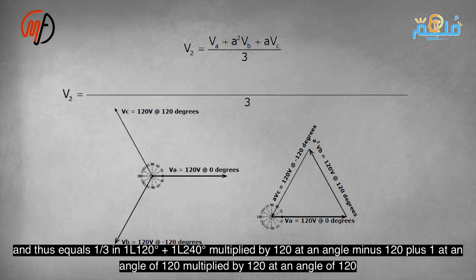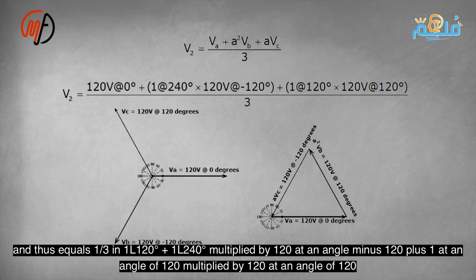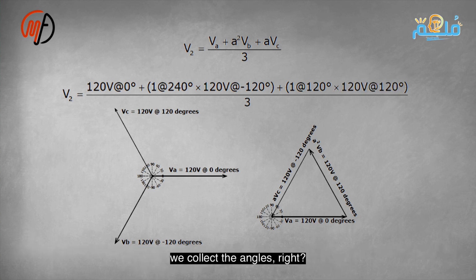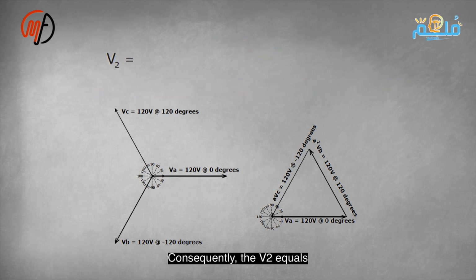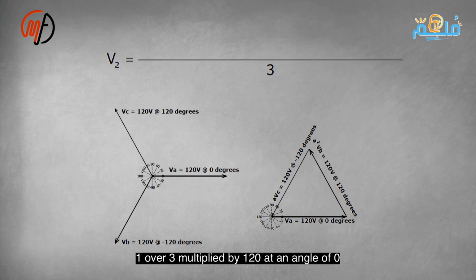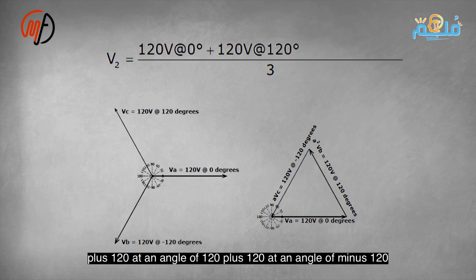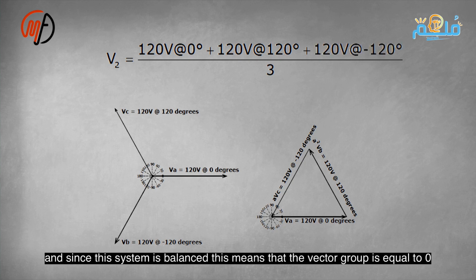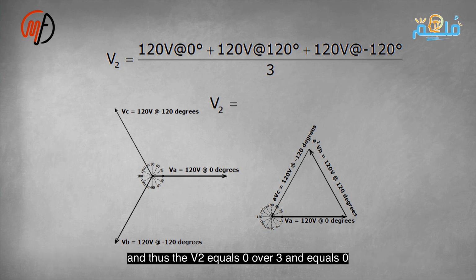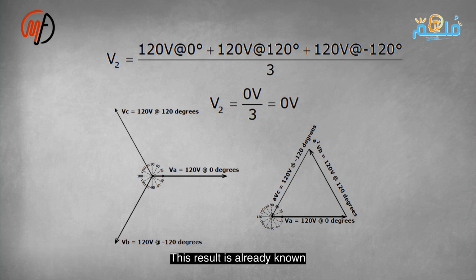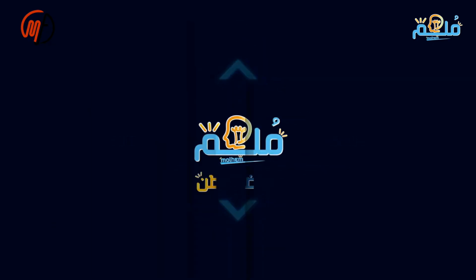Multiplying phasors involves adding angles. In a balanced system, V2 is 0 because the vector sum is 0. V2 is 1/3 of 120 at angle 0, plus 120 at angle 240 times 120 at angle 120, plus 1 at angle 120 times 120 at angle 120. So V2 equals 1/3 times 120 at angle 0 plus 120 at angle 120 plus 120 at angle minus 120. Since this is a balanced system, its vector sum equals 0. Therefore, V2 equals 0 over 3, which equals 0. This result is known in advance.